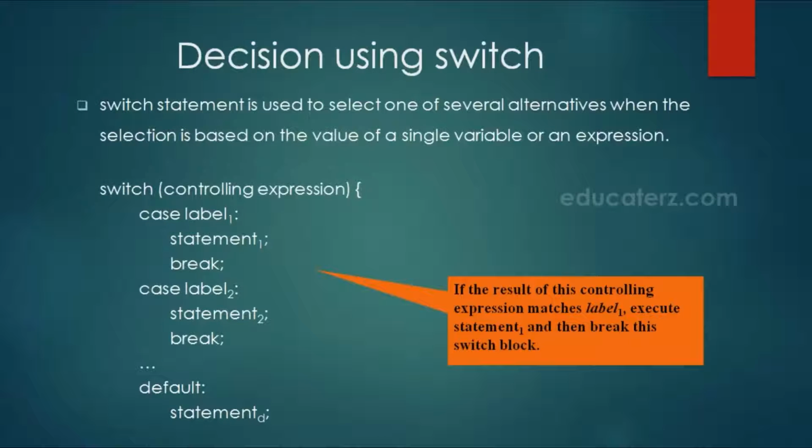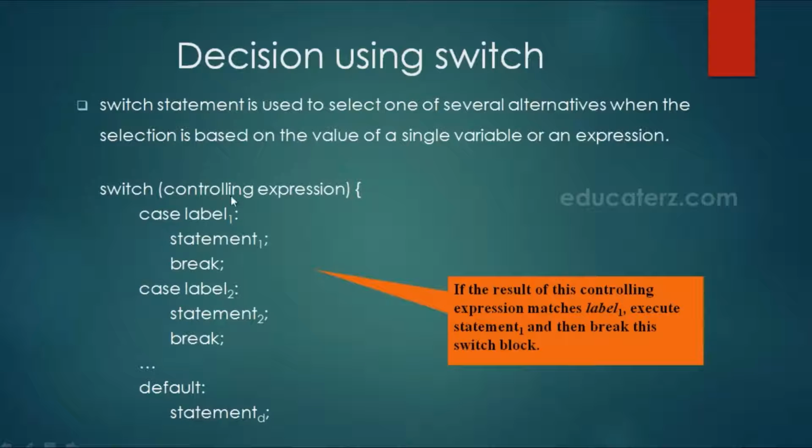Now this switch statement is used to select one of several alternatives when the selection is based on the value of a single variable or an expression. For example, here you can see the syntax is switch, then we have a controlling expression, then curly brackets. In the curly brackets we can have multiple cases with different labels. Every case can have a case body followed by break, and at the end we can have a default case.